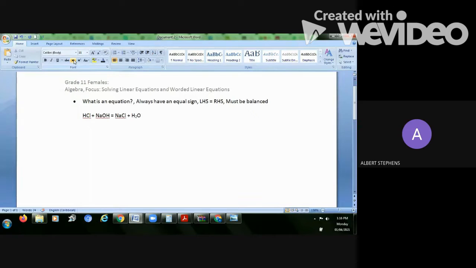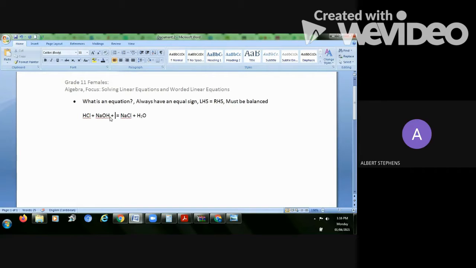All right. So we notice this is the left-hand side, and this is the what? The right-hand side, don't you? And it has an equal sign. So it is considered a what? An equation.